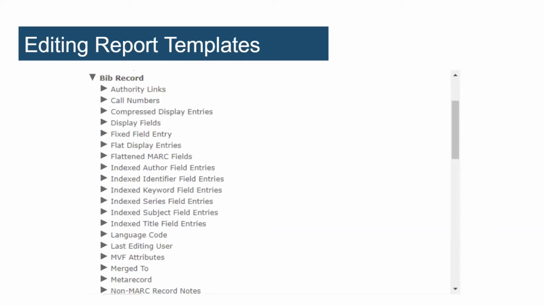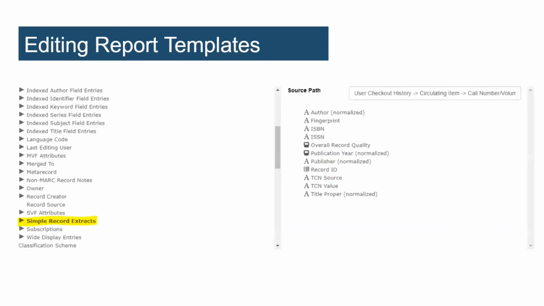Remember that those were from a simple records extracts area. We'll have to scroll around to find it. Here we go. The simple records extract table is a special table. It only exists inside of the reporter. It provides you easy access to the most commonly sought after bibliographic information.